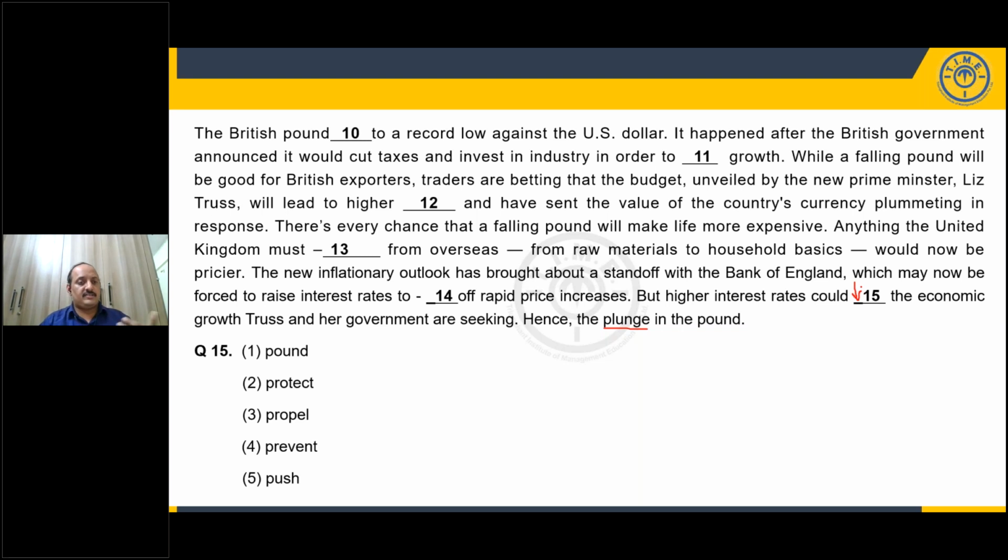So let's see which option talks about reducing. That would have to be option number 4. To prevent the economic growth that Liz Truss and the government are seeking. So basically, they did something thinking that this would lead to economic growth. They decided to cut taxes and to invest in industry. But the author is worried that there would be a repercussion, that as a reverse thing, actually the interest rates would increase, due to which the economic growth would come down. And because of that, the pound has fallen down. So it's a slightly technical passage, but we would be able to figure it out via the options.